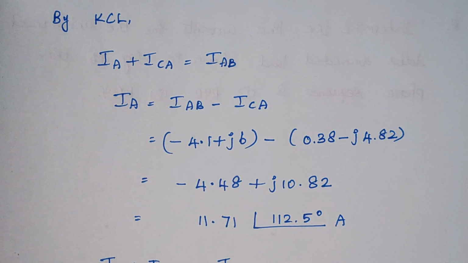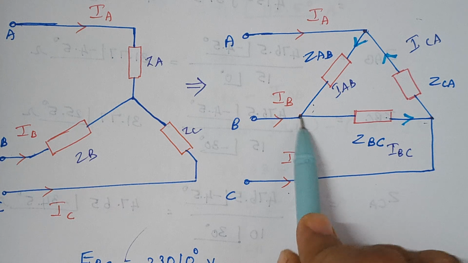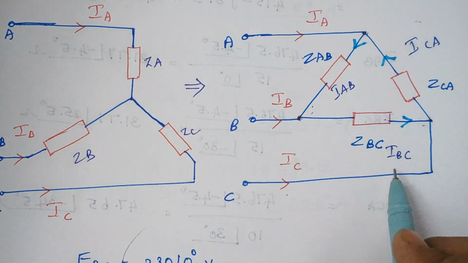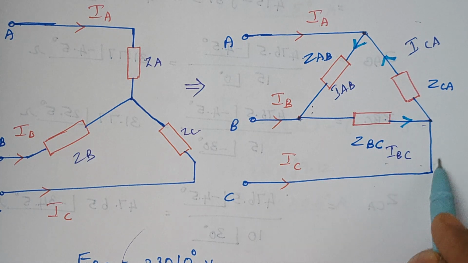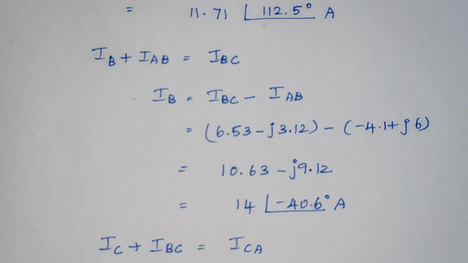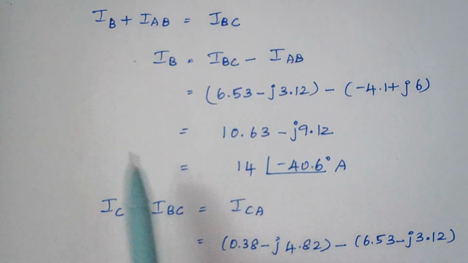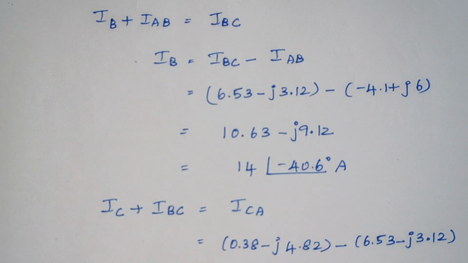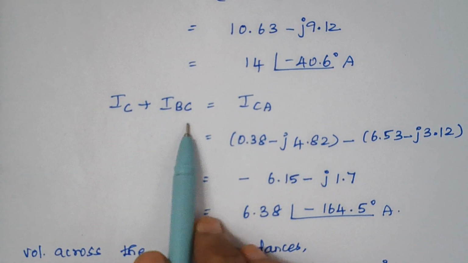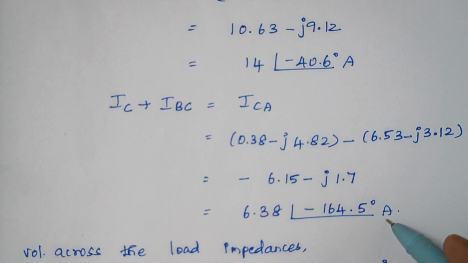Similarly, when you look at this other node, what are all the currents that flow towards this junction? IB and IAB, and IBC is the one that flows away. Therefore IB plus IAB is equal to IBC. So just substitute it, and here is your answer. Similarly, when you consider the other node, IC plus IBC will be equal to ICA. Again just substitute it, and this is your answer.